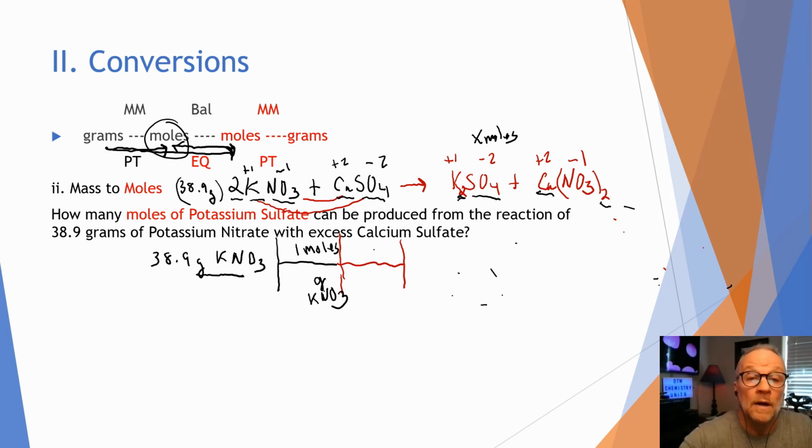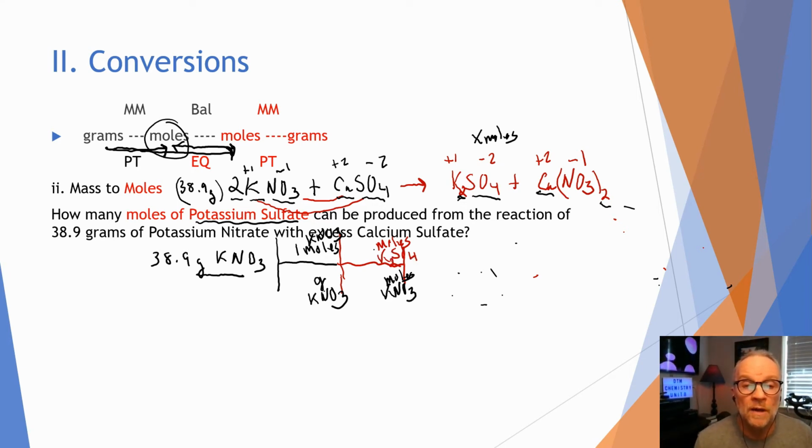And then let's label this good, KNO3. So we'll have moles of KNO3, potassium nitrate, on the bottom, and then moles of what we're solving for on top, which is moles of potassium sulfate. So now we just have to fill in the values and solve.